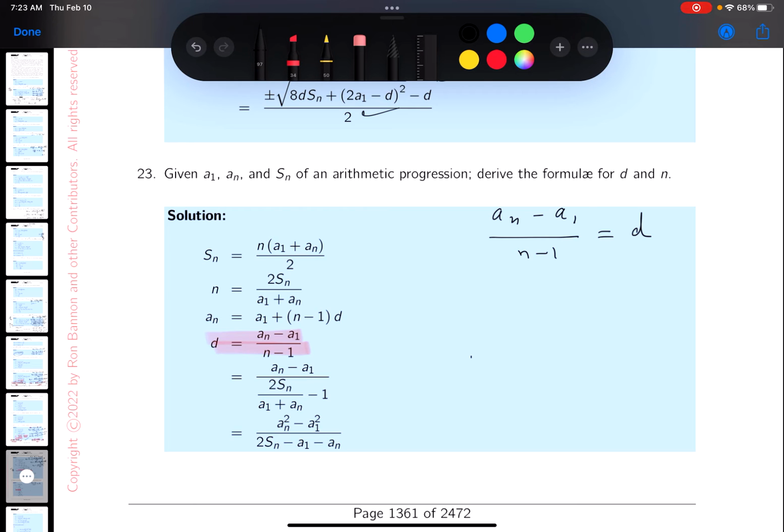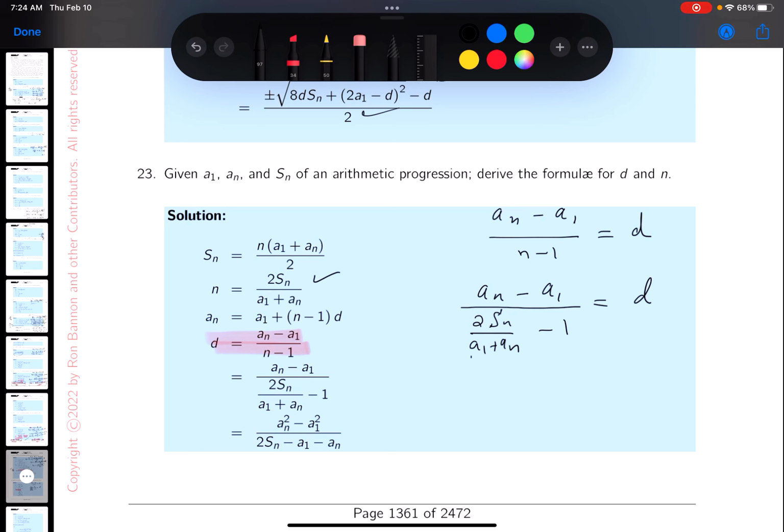And what I'd write down is a_n, I know what that is, minus a_1, I know what that is. I want d, by the way. I don't know what that is. What's n? n's up here. Let's write it down. So it's going to be 2S_n over a_1 plus a_n, right? Minus 1.